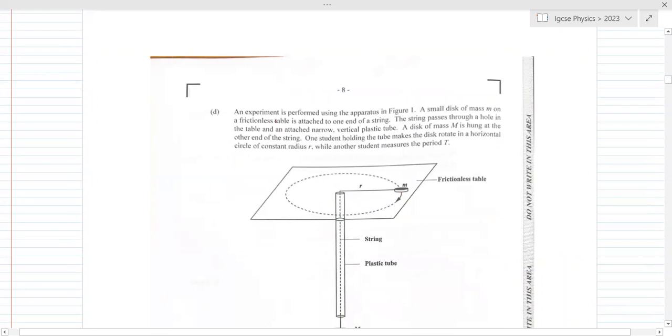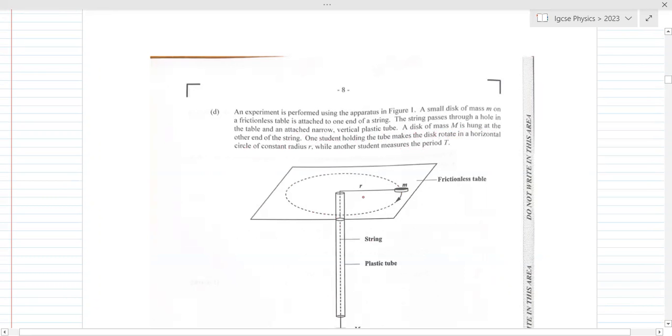Question continues, and it says, an experiment is performed using the apparatus in figure 1. A small disk of mass m on a frictionless table is attached to one end of a string. The string passes through a hole in the table and an attached narrow vertical plastic tube. A disk of mass big M is hung at the other end of the string. One student holds the tube, makes the disk rotate in a horizontal circle of constant radius r, while another student measures the period.